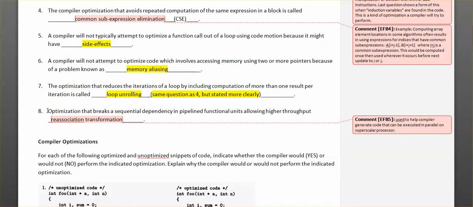Here's one that we introduced yesterday when we were talking about processor level or machine level optimizations. An optimization that breaks a sequential dependency in pipelined functional units, allowing higher throughput, is called a reassociation transformation. If you remember the example where we reassociated a multiplication so that the scheduler, the superscalar instruction control unit, could actually schedule parallel multiplications that were not dependent on each other just by changing the location of parentheses, reassociating. Okay, so that's the reassociation transformation.